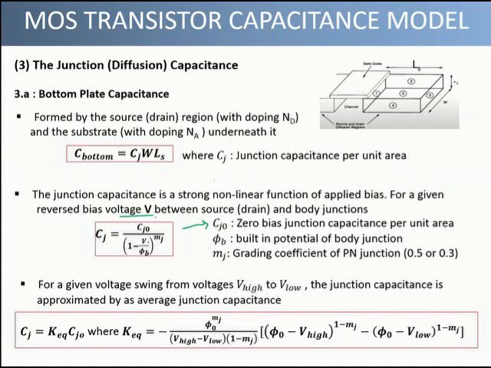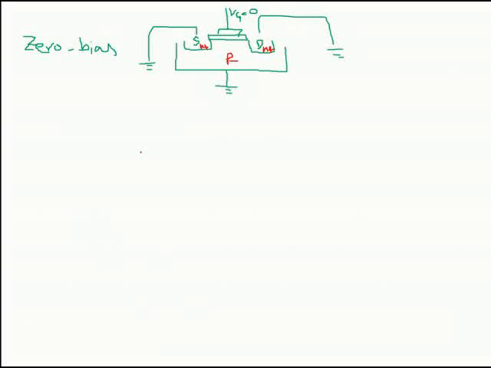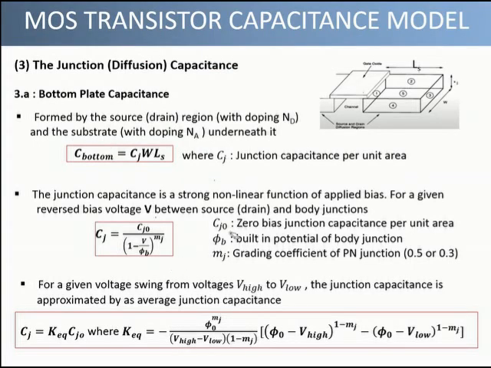There are three cases of calculation of this junction capacitance. The first case is called the zero bias condition. It is a situation when all terminals of an NMOS transistor are connected to the ground. In this case, the magnitude of reverse bias voltage between source and body or between drain and body PN junction is equal to 0. So for this case, the total junction capacitance Cj is equal to Cj naught, where Cj naught is the zero bias junction capacitance per unit area. It is a technological constant and specified in datasheets.